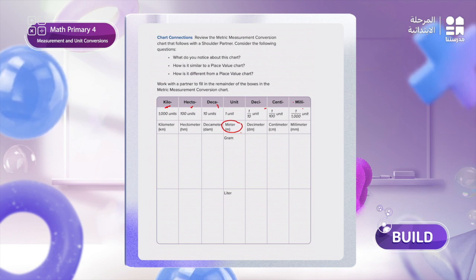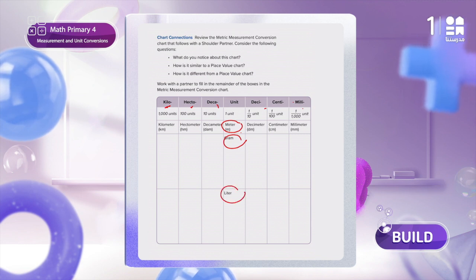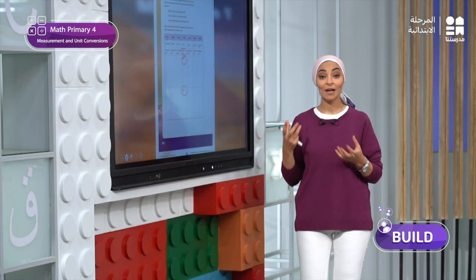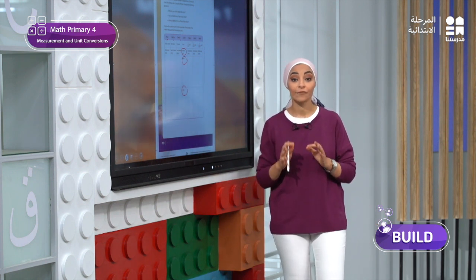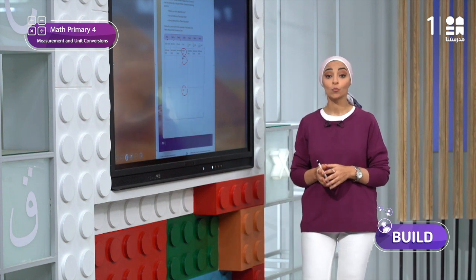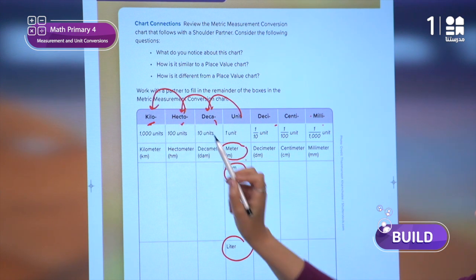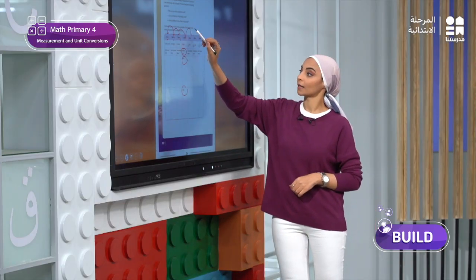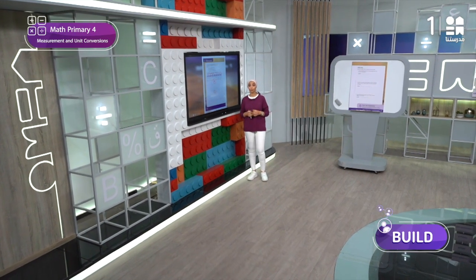The same thing applies to the units of mass. They are all connected to the gram. The units of capacity also are all connected to the liter. Now, how is this chart similar to the place value chart? The metric measurement conversion chart is similar to the place value chart in that when we multiply by 10 we move one step to the left. Every time I move to the left, I multiply by 10, as you see here: 10, 100, 1000. When going to the right, I divide by 10. But there's something different. What do you think it is?